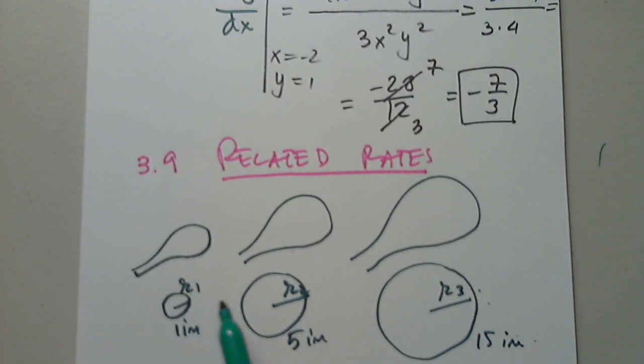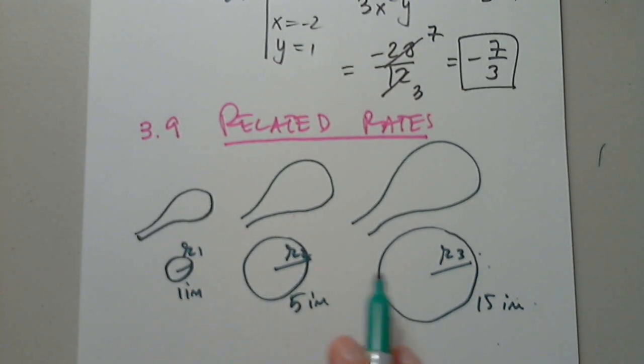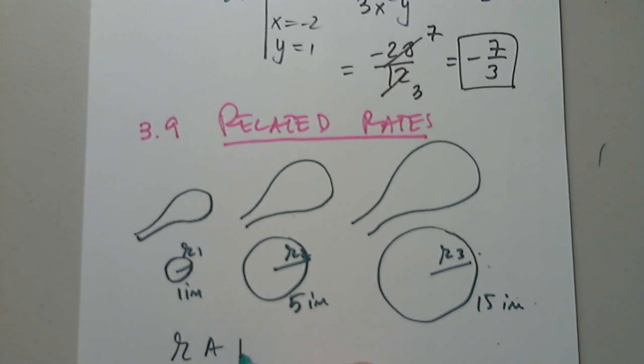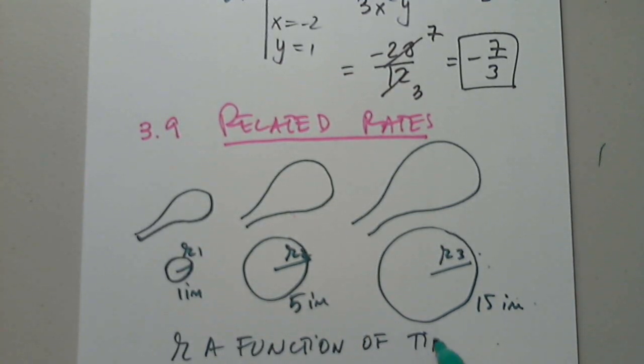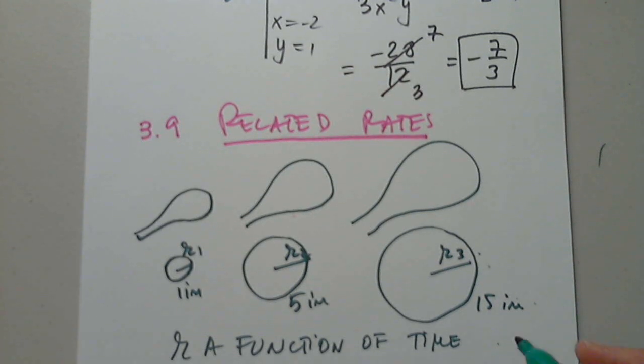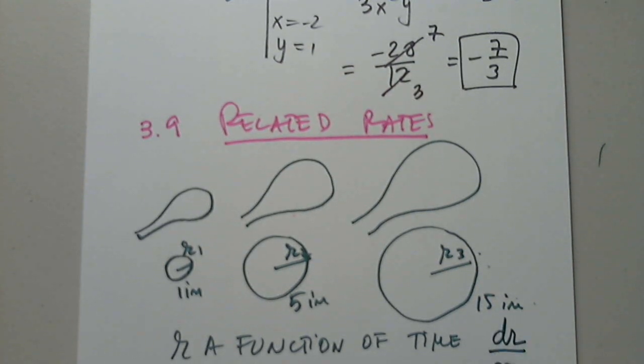So because R, the radius, changes, it basically becomes a function of time. Now it has 1 inch. I pump and I continue pumping, and it becomes later on 5, and continue pumping air in the balloon, and then eventually gets bigger. So the radius is a function of time. In other words, the rate will be dr over dt.